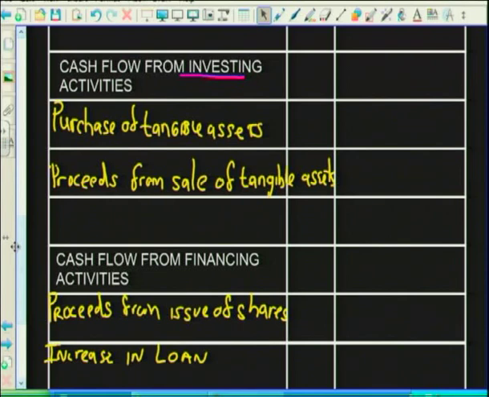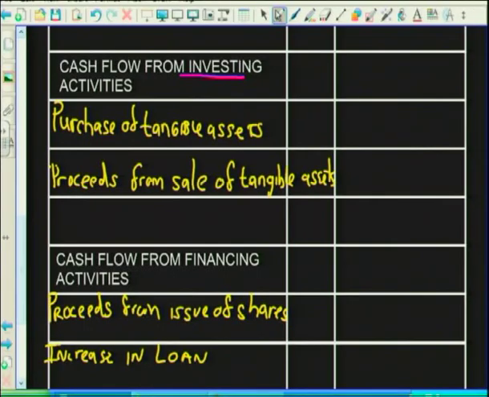Welcome back, grade 12s. Let's now continue with our cash flow statement. We're now moving on to cash flow from investing activities. During the break, I've written out the format because you obviously know the format, so we can go straight to our calculations. Cash flow from investing activities is made up of purchase of tangible assets, and then proceeds from the sale of tangible assets.